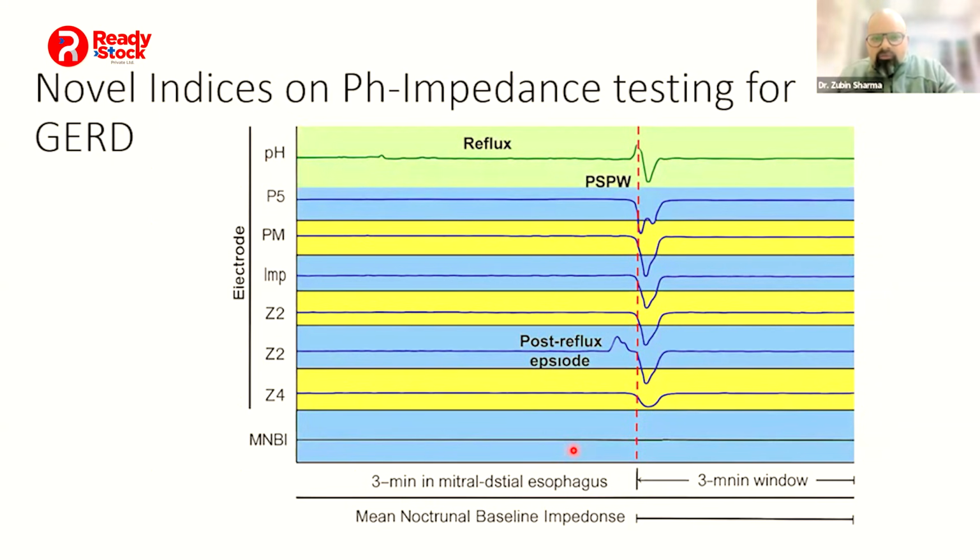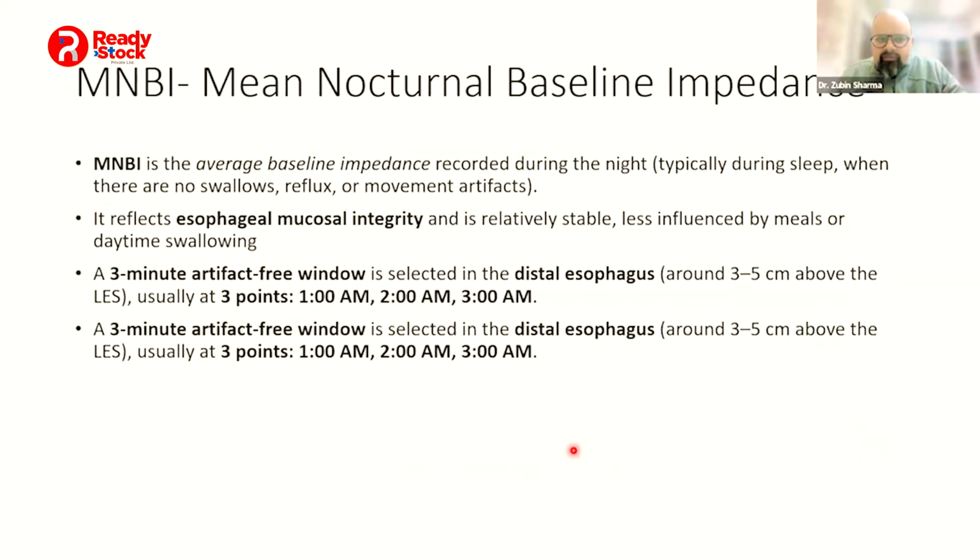So there are some novel indices now for pH impedance, something called PSPW and MNBI. MNBI is mean nocturnal baseline impedance. At the baseline, that means in the night when the patient is sleeping, you will record the baseline impedance. So MNBI is a marker for esophageal mucosal integrity. That means, what did the acid do to the esophagus? It actually correlates to your LA grade B or C esophagitis.